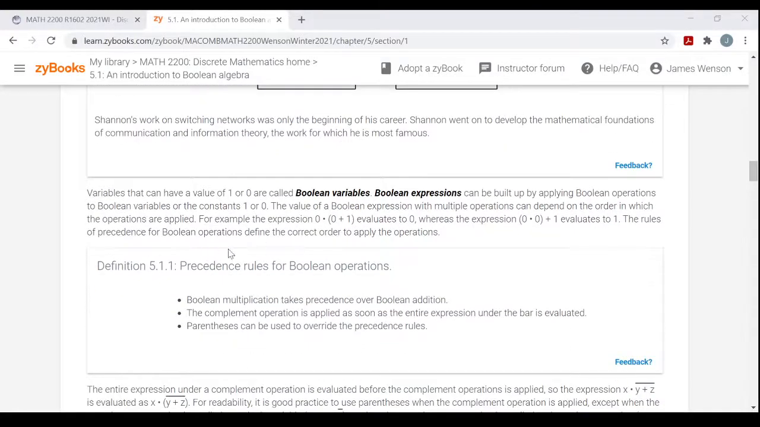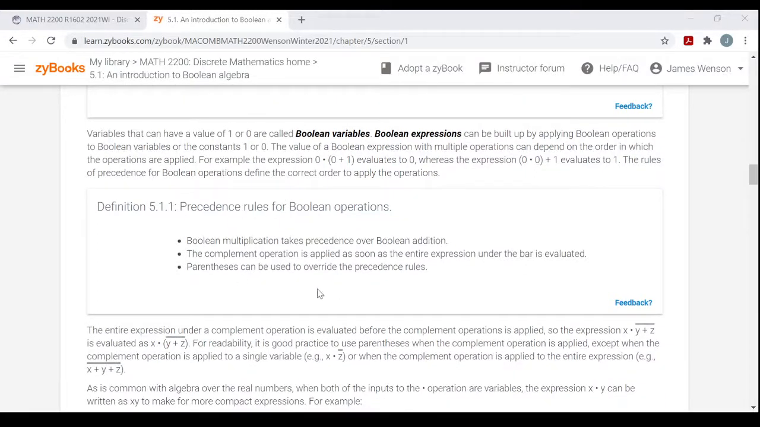Variables that can have a value of 1 or 0 are called Boolean variables. Boolean expressions can be built up by applying Boolean operations to Boolean variables, or the constants 1 or 0. The value of a Boolean expression with multiple operations can depend on the order in which the operations are applied.